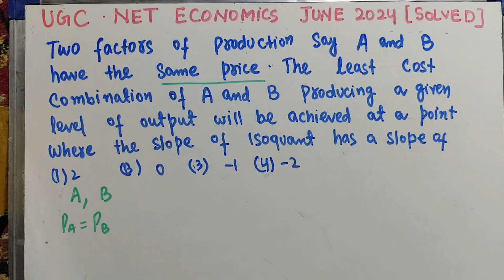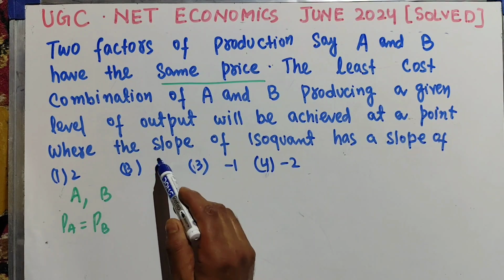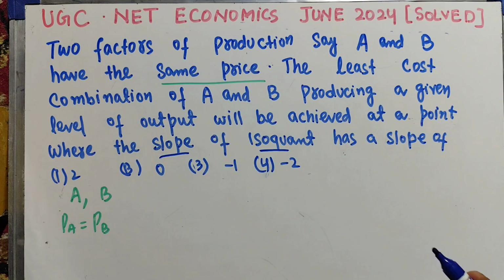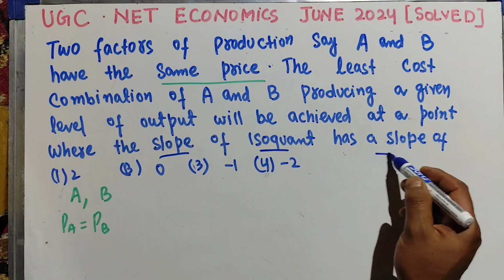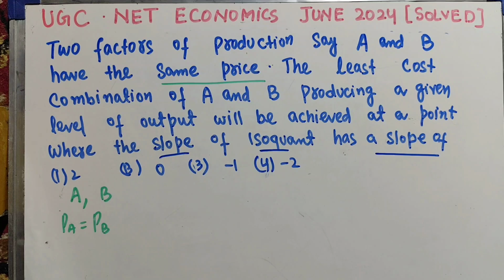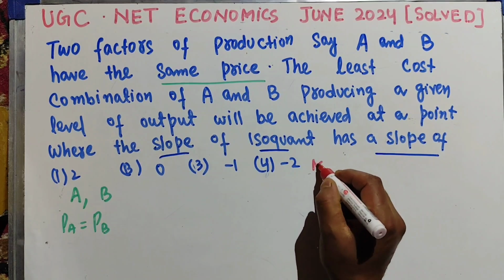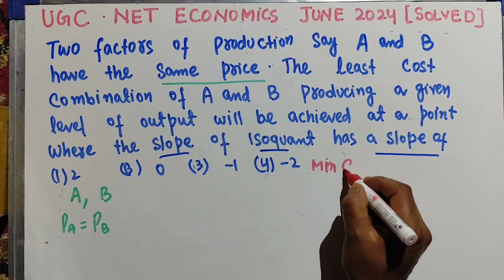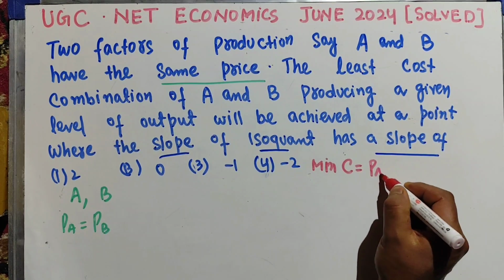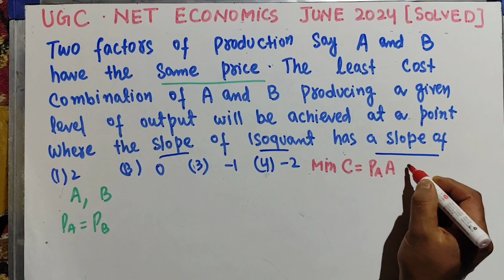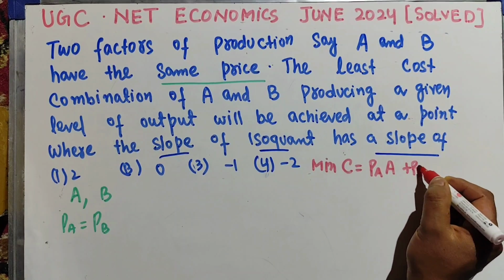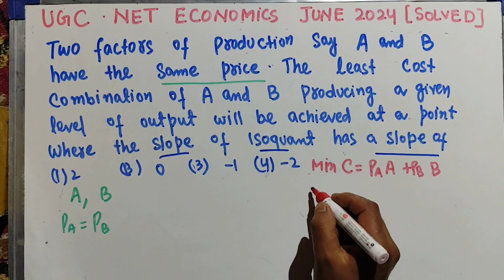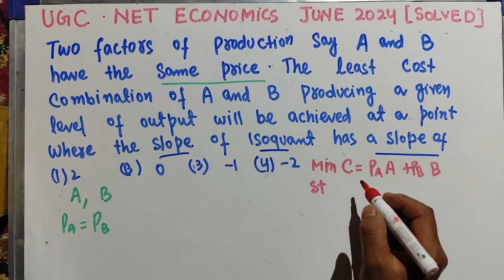We are being told to find out a point where the level of output will be achieved at the least cost, where the slope of the isocost is what we need to find. What will be the slope of the isocost here? Now what exactly do we want to do here? We want to minimize cost, which is equal to price of input A times units of input A employed plus price of input B times units of input B employed, subject to the production isoquant.